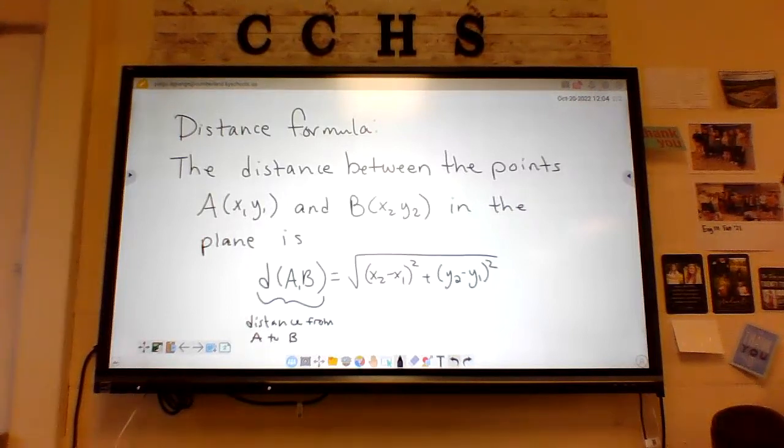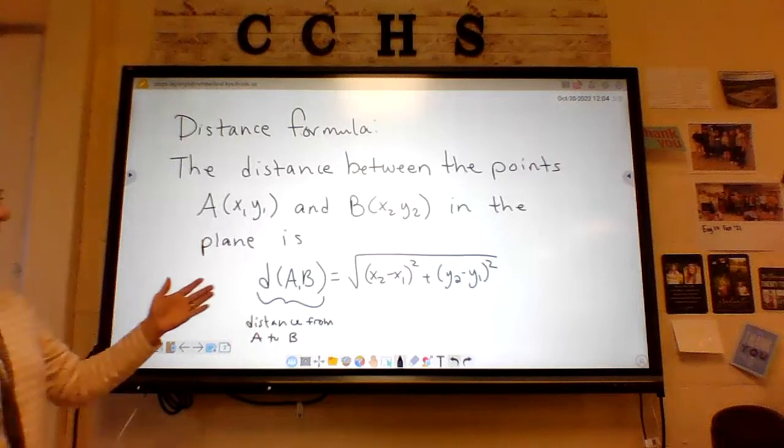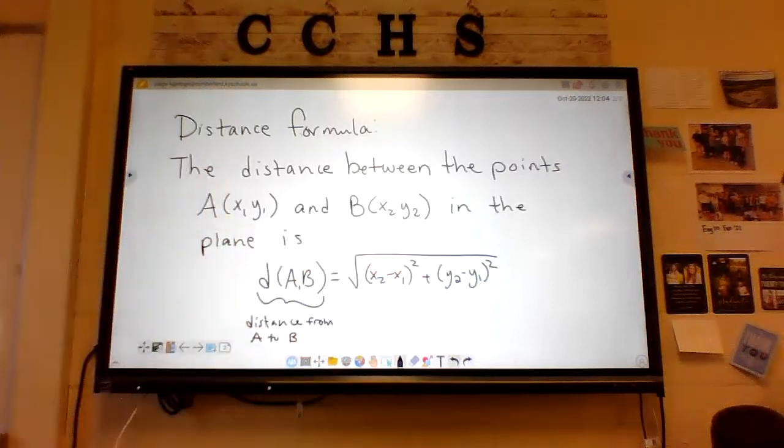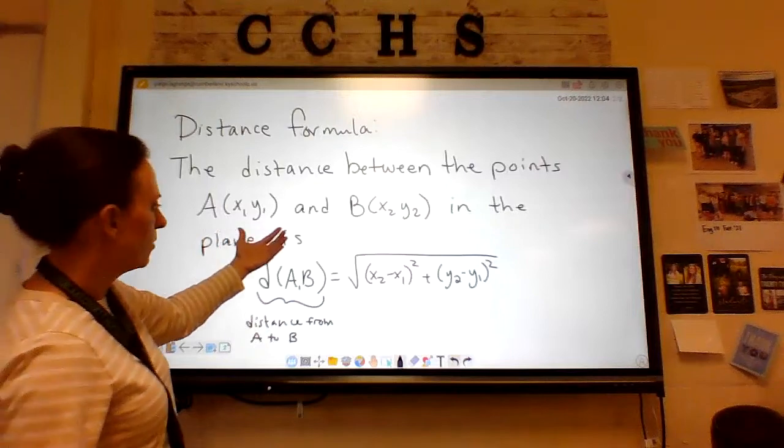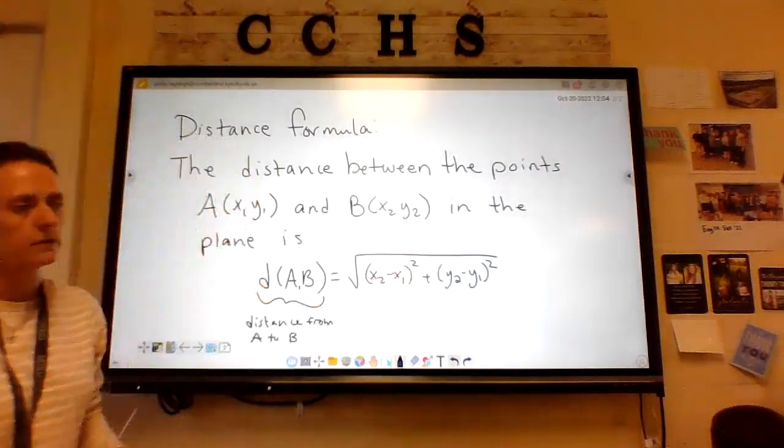Give me a thumbs up when you're done with that definition. Does it matter which one is x2 and which one is x1, like on the points? Just be consistent. If you use A as your x1, y1, make sure x1 and y1 are in the same place. Try to be consistent.